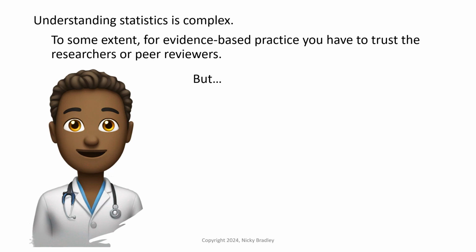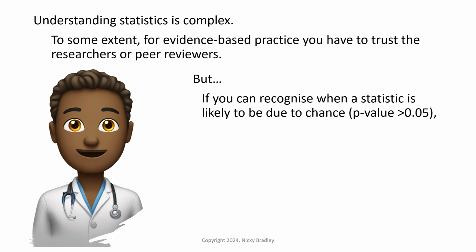So you can't deny statistics are quite complex. And to some extent, we do have to trust the researchers, especially if that article is peer-reviewed. But recognizing the p-value and whether a statistic is due to chance or it's statistically significant can be important. Also having an appreciation of that confidence interval. How powerful was this study? How big was the group? How narrow is that confidence interval?